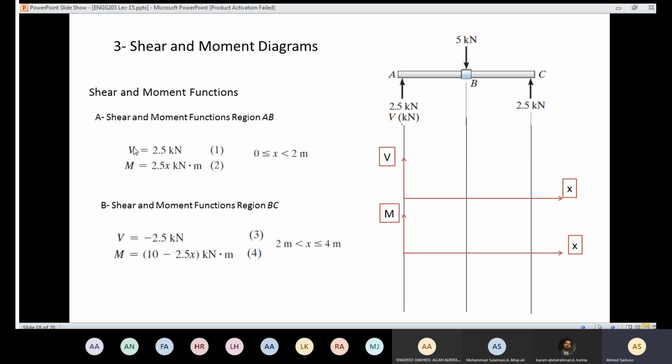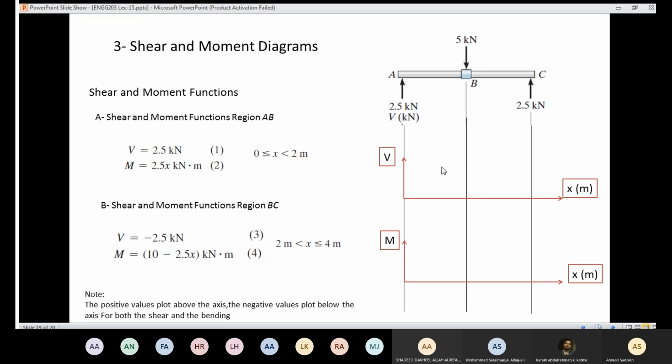Here, the shear is constant. It does not depend on the value of x. That means from here to here, the value is going to be constant and is going to be 2.5. And the value is positive. Since it's positive, it's going to be drawn above the x-axis. Okay, so here we have V equal 2.5 above the x-axis, because the value here is positive and the value is constant.